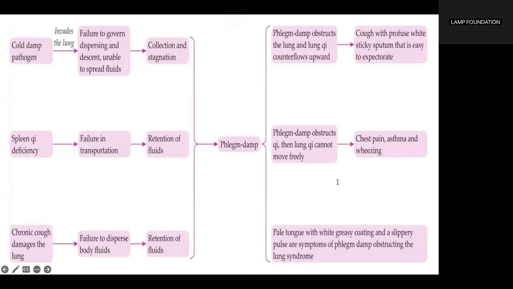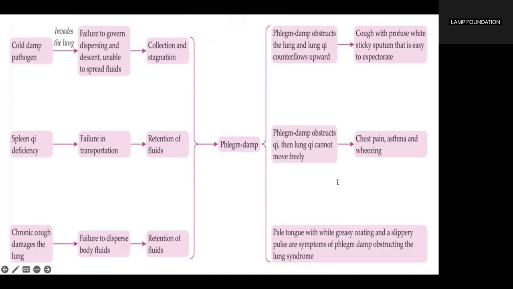Damp phlegm in the lung can arise from invasions of exogenous pathogenic qi that disrupt lung qi and block the transformation and spreading of fluids. Spleen qi deficiency and dampness are often at the root of an accumulation of damp phlegm in the lung. The spleen is particularly burdened when the diet contains a lot of food that has a cold or damp energy, or when the food and liquids consumed are physically cold. The pattern can also arise through the use of medicines that are energetically cold.